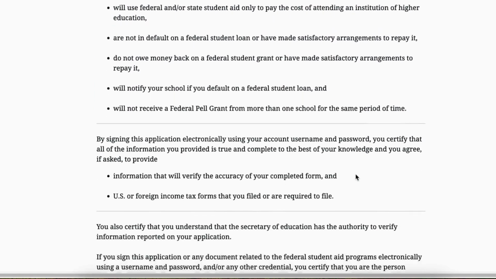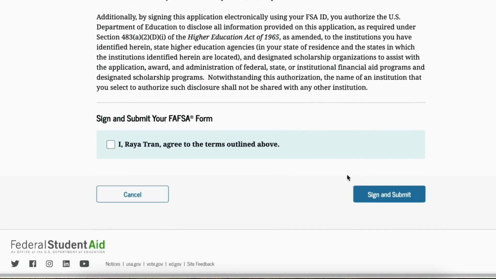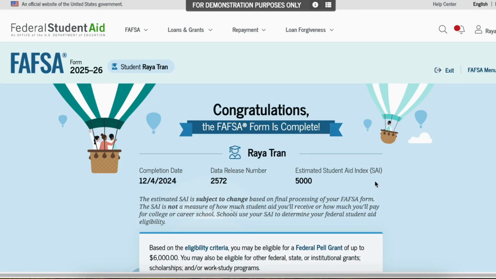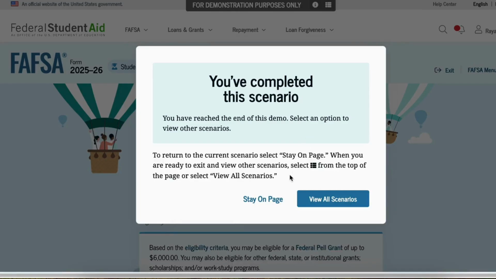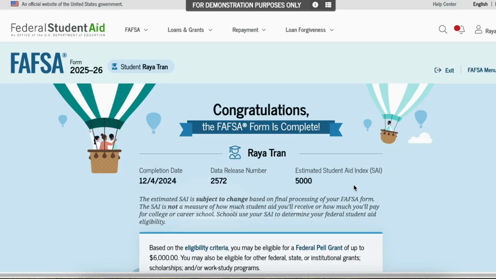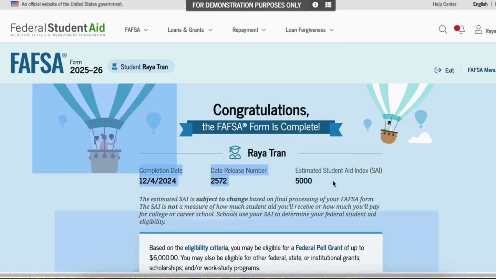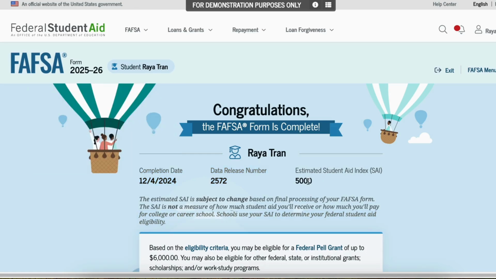And then this is the sign and submit page. So this is where we go in and we say, I agree to the terms outlined above, and I hit sign and submit. This means that the FAFSA is completed on my side. So the student side is not going to say your estimated student aid index yet because the parent side still needs to be completed.